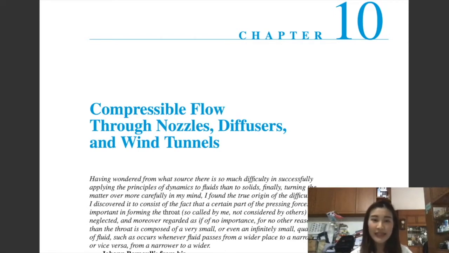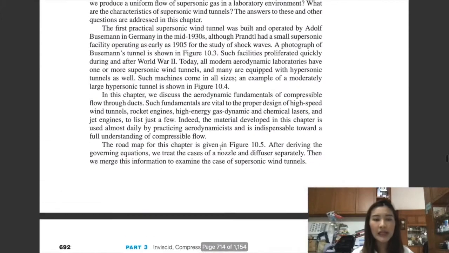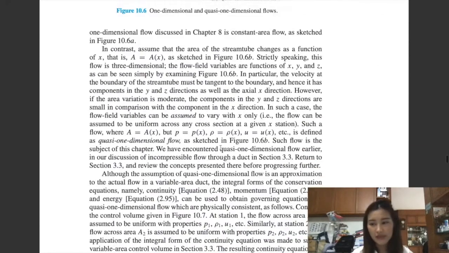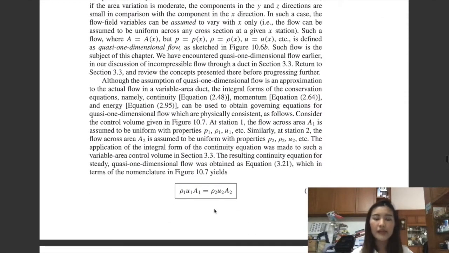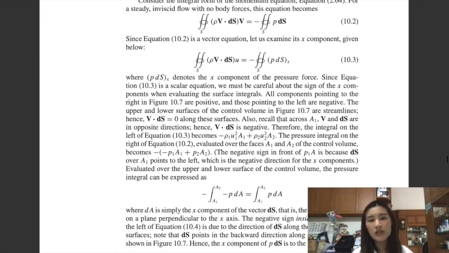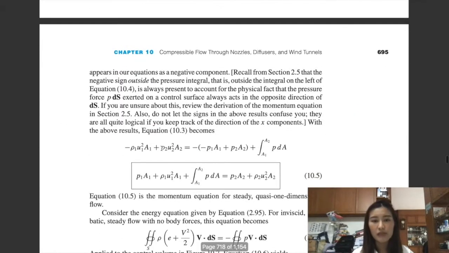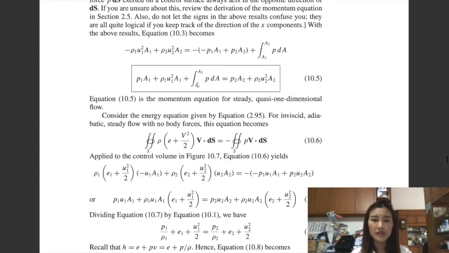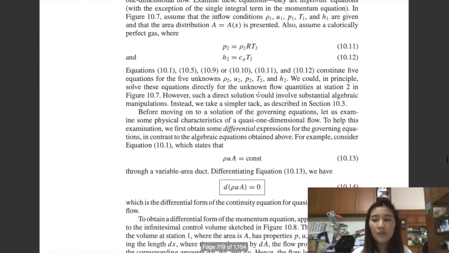So in this specific project, building a supersonic wind tunnel, we will focus on chapter 10, where Anderson focuses on compressible flow through nozzles, diffusers, and wind tunnels. As you can see, there are lots of theories behind this, and Anderson explained everything: the theory, the physical relation. He also uses the equations and proves them step by step, so that we can logically understand what's behind them and how these ending equations come from.